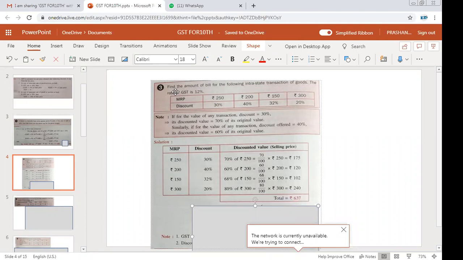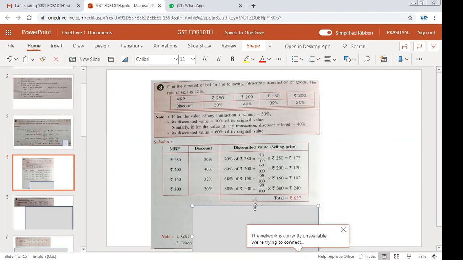So let's understand what the question is again. Find the amount of bill for the following intrastate transaction. Since it is intrastate, the GST would be 12% as given. So CGST would be 6% and SGST would be 6% of the selling price. And 637 would be considered as the selling price. I hope you all are understanding all these things.